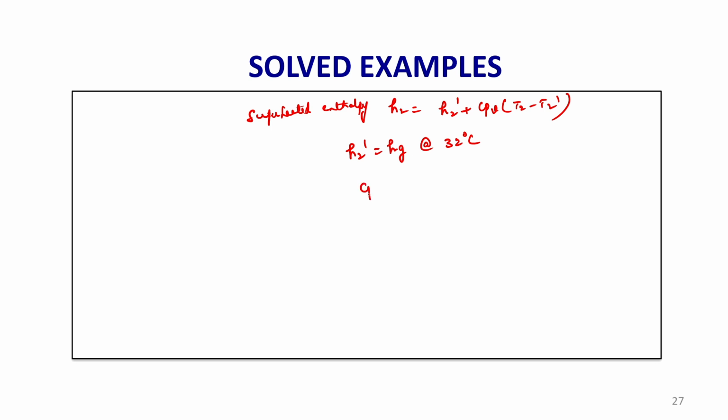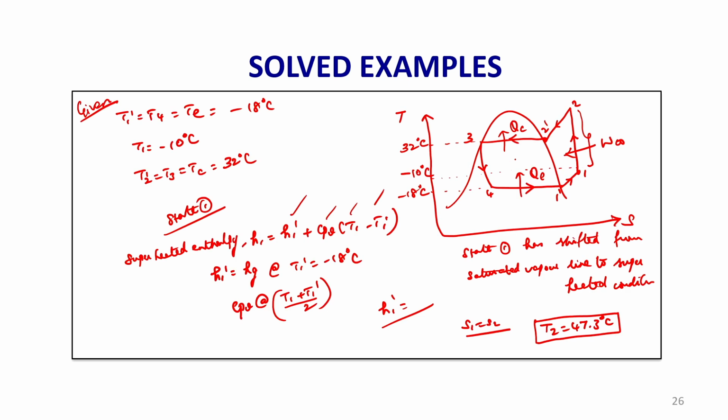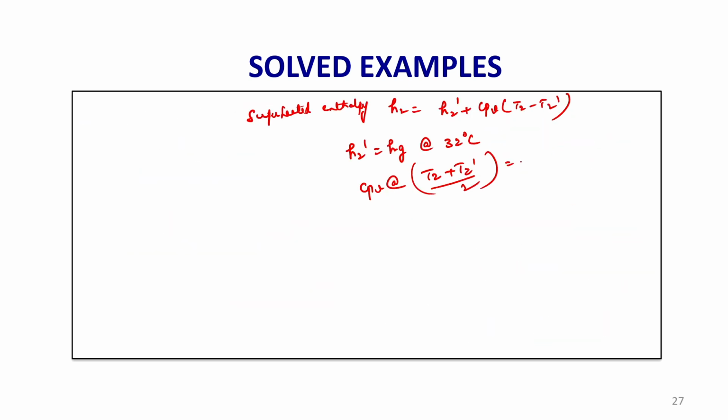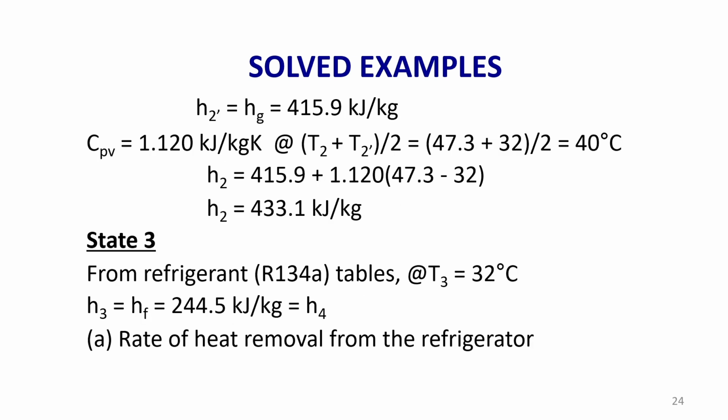How to find the Cp of vapor? Cp of vapor is taken at the average temperature of T2 and T2 dash, divided by 2. So, T2, we have found the new value of T2 is 47.3, plus T2 dash is 32, that is 79.3 degrees centigrade divided by 2, approximately 40 degrees centigrade. So, Cp of vapor at 40. I have taken the Cp of vapor at 40, it is 1.120.